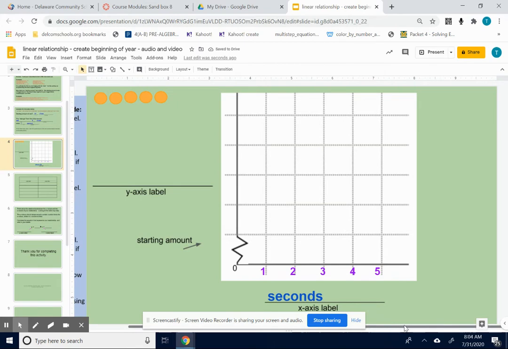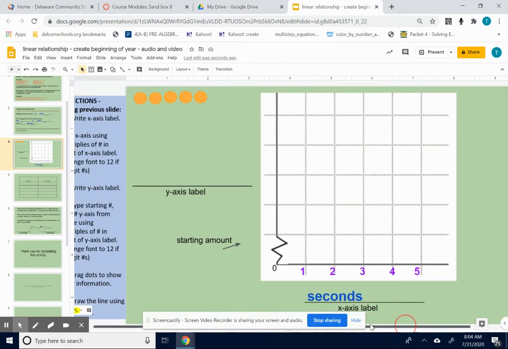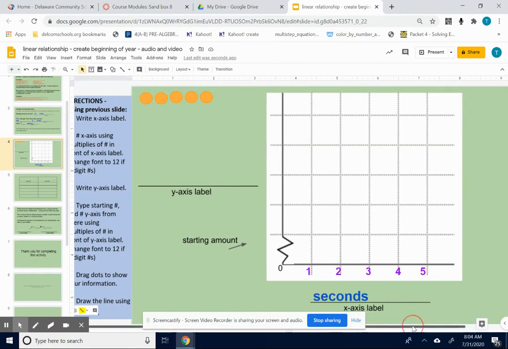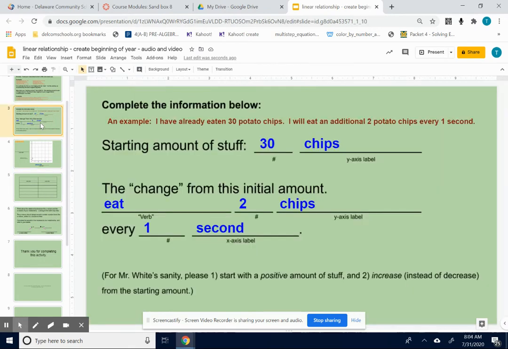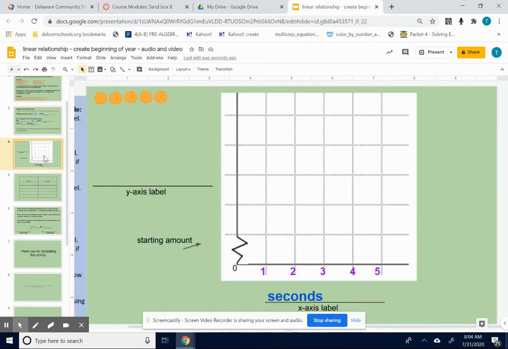This is kind of frustrating that it keeps moving. It'll do that to you too. The third step is write the y-axis label. Your y-axis label is the second part that you typed on the previous slide. See, mine was 30 chips. Chips is labeled as the y-axis label. Sorry about the airplane, if you can hear me. So chips is the y-axis label.